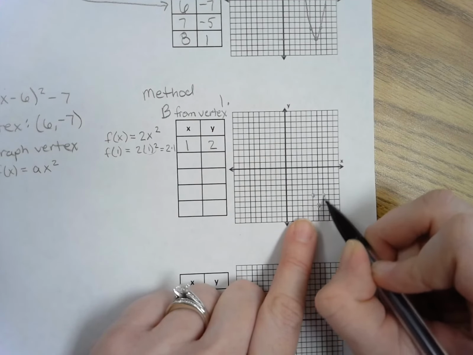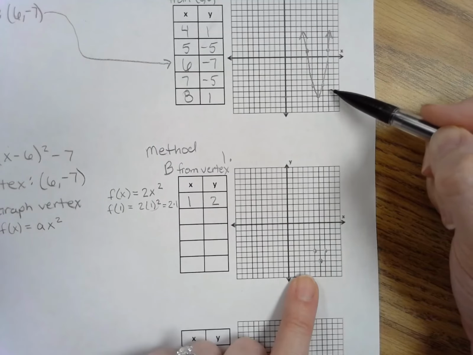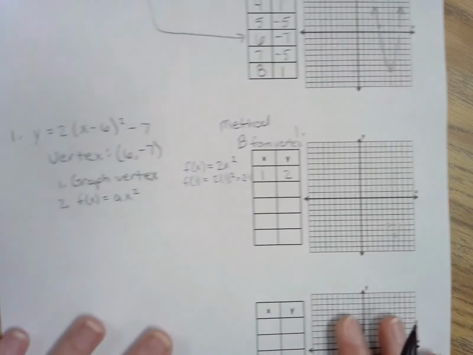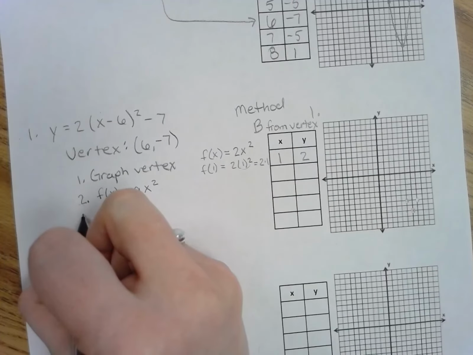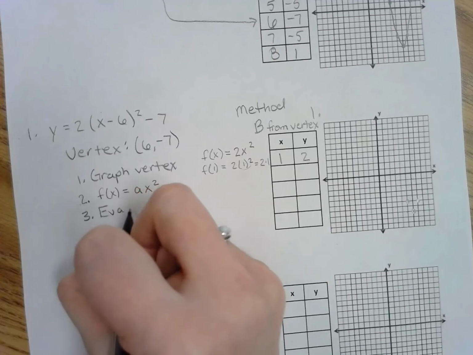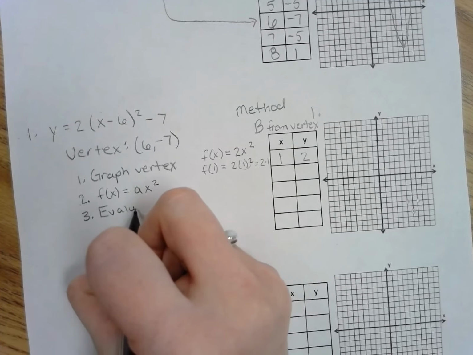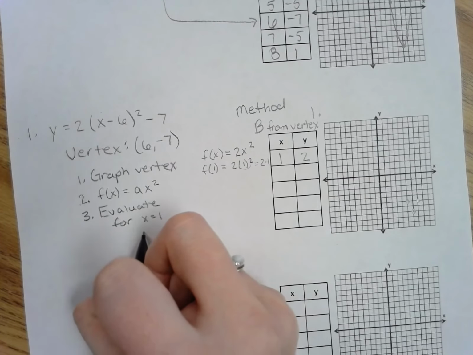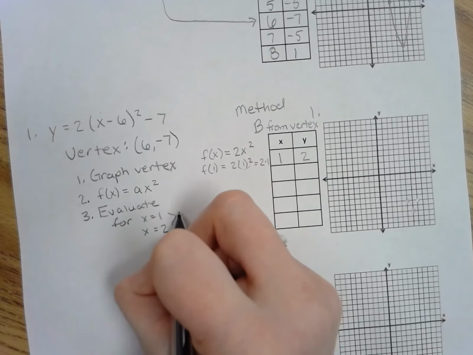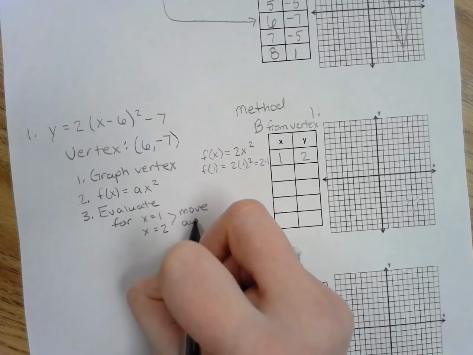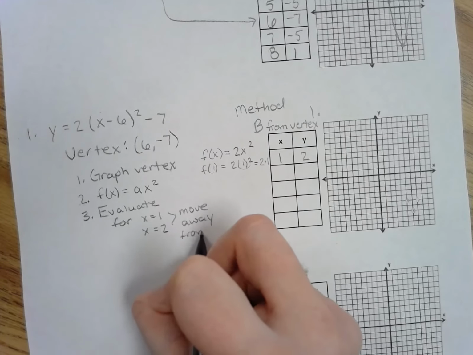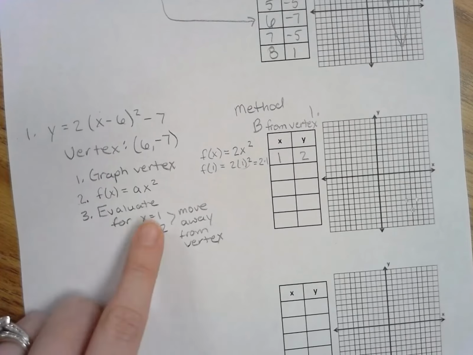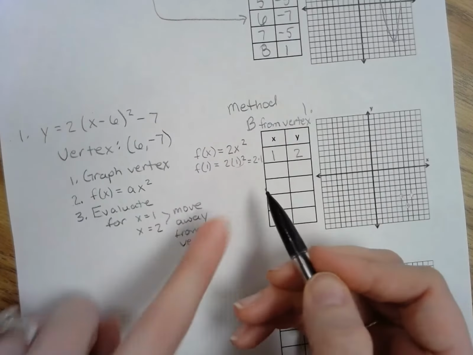So that is beginning our U shape, and we see already, because we graphed it with the table, that we are doing it correctly in the right spots. So let's do, and I should have made this step 3, evaluate for x equals 1 and x equals 2 moves away from the vertex. So that's 1 place away and 2 places away from our vertex. So let's do the 2 places away.